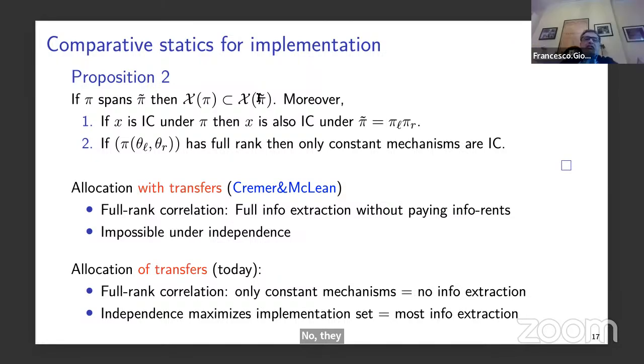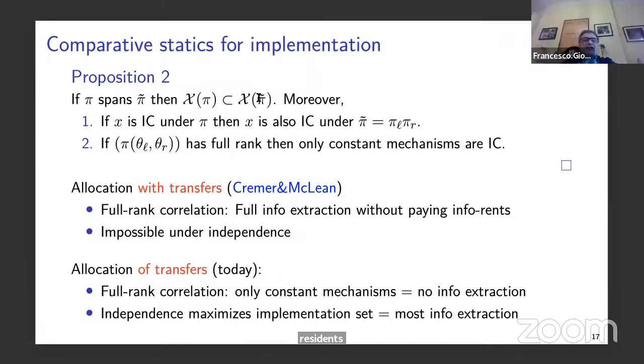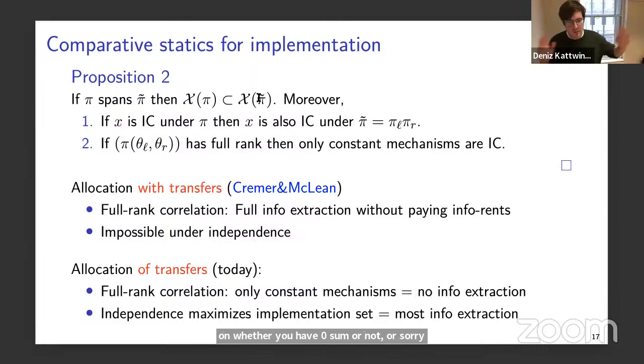If I can interject, isn't it also that you guys have this zero sum feature which buys you quite a lot here? Presumably Cramer-MacLean are more general there. So it might be that it does reverse, but you need something more about the preferences to make a full comparison, right? There's other things that are changed here from Cramer-MacLean, not just the presence of transfers, right? So my guess is that it will depend on whether you have zero sum or not, or something like this. Sure. Like in my paper, for example.